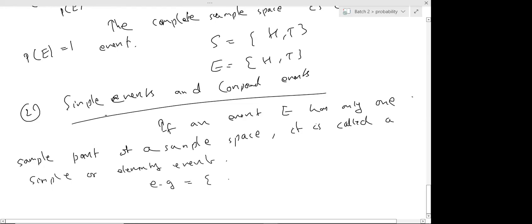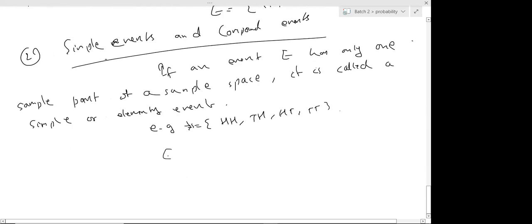For an example, same example, let's take heads heads, heads tails, tail heads, and tail tails, and the event is two tails. Then it will have only one sample point, right? One sample point from this sample space S. So this E will be a simple event.